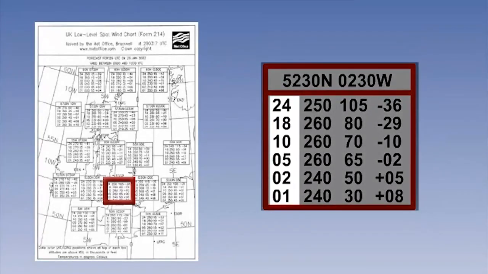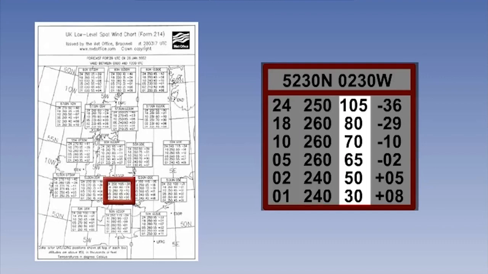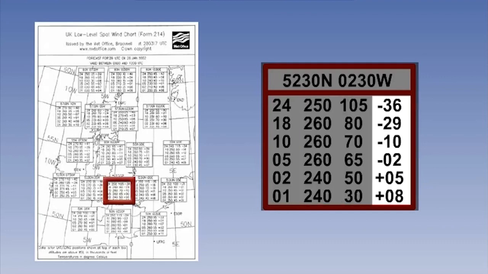The left-hand column gives the altitude in thousands of feet above sea level. The next, the expected wind direction in degrees true at that level. Next follows the wind speed in knots. And finally the temperature in degrees Celsius with either a positive or negative prefix.